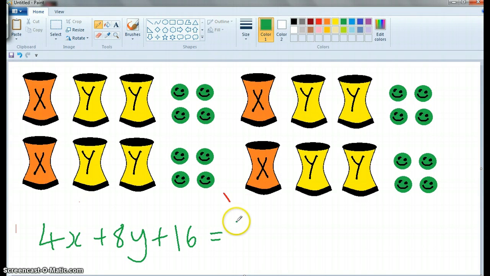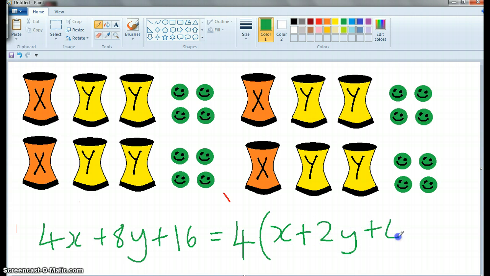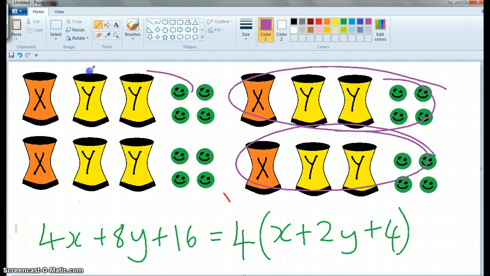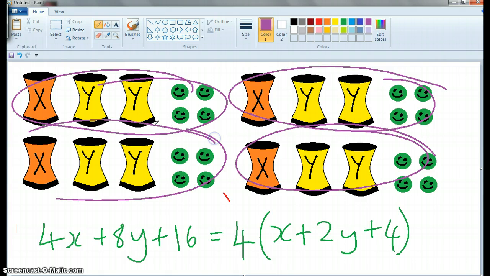So we've also got 4 times x plus 2y plus 4. Because we've got 1, 2, 3, 4 lots of it. There's an invisible times sign there.